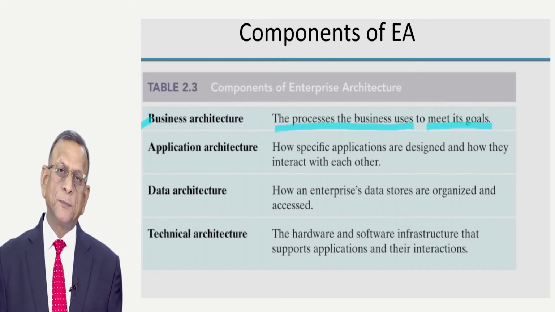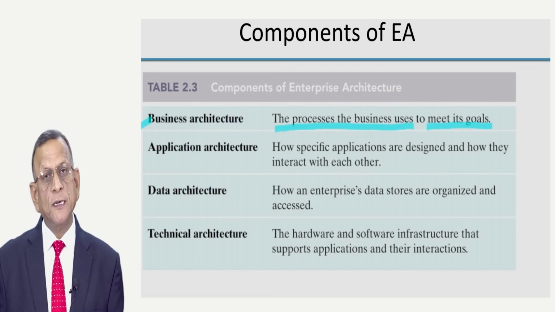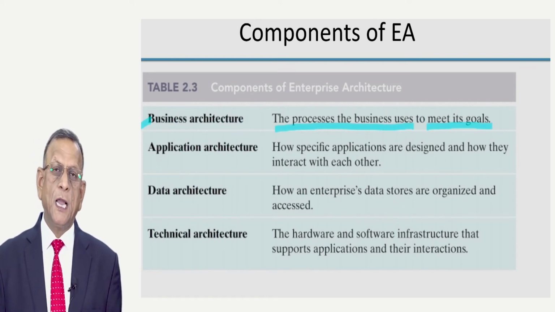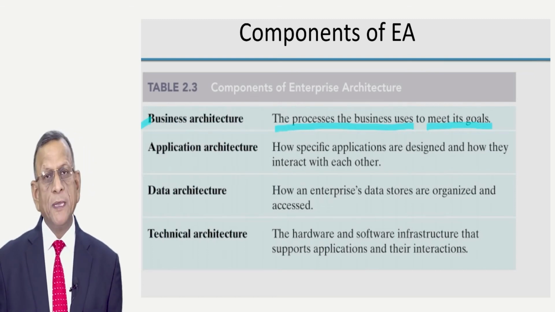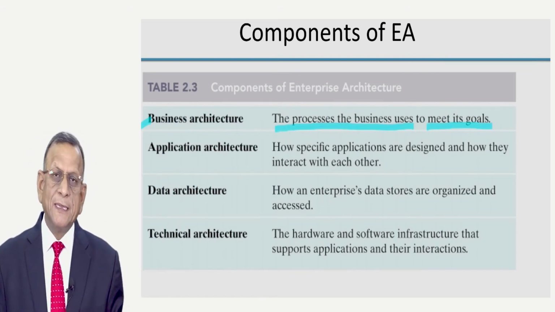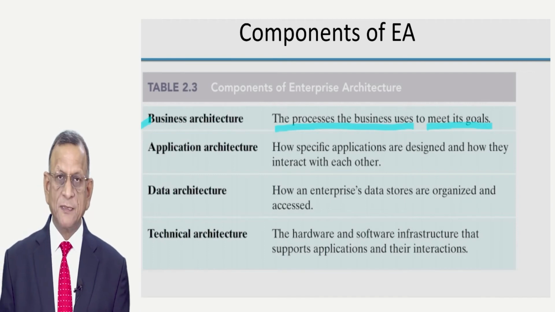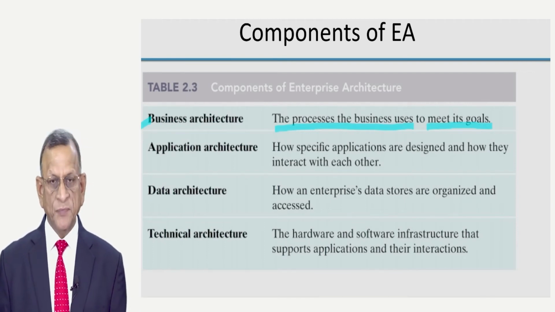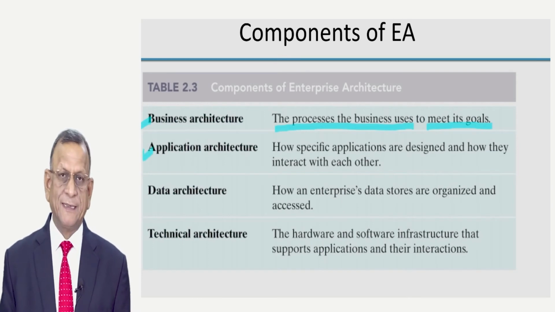How am I going to procure a material or procure finished goods? How will this collected money be deposited in the bank? When will the payments be made? This entire thing is something known as business architecture. Okay. Then the second is application architecture.